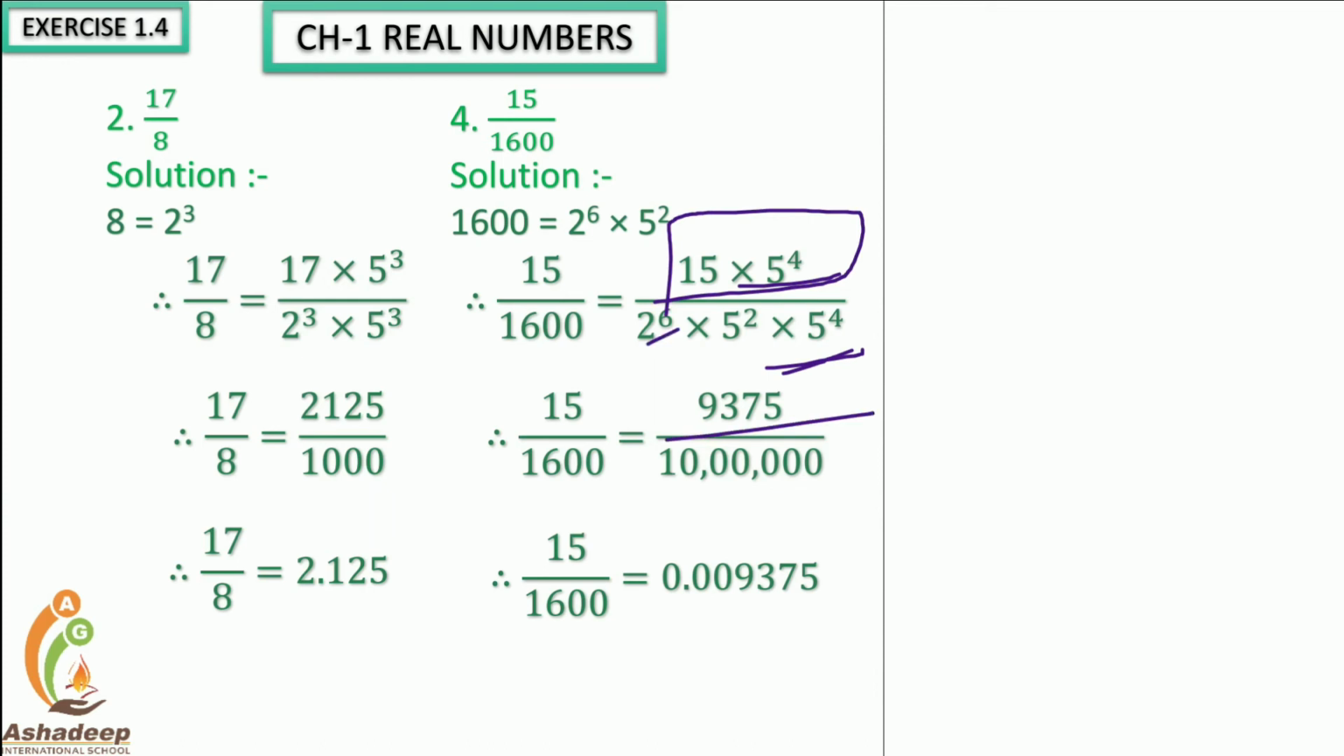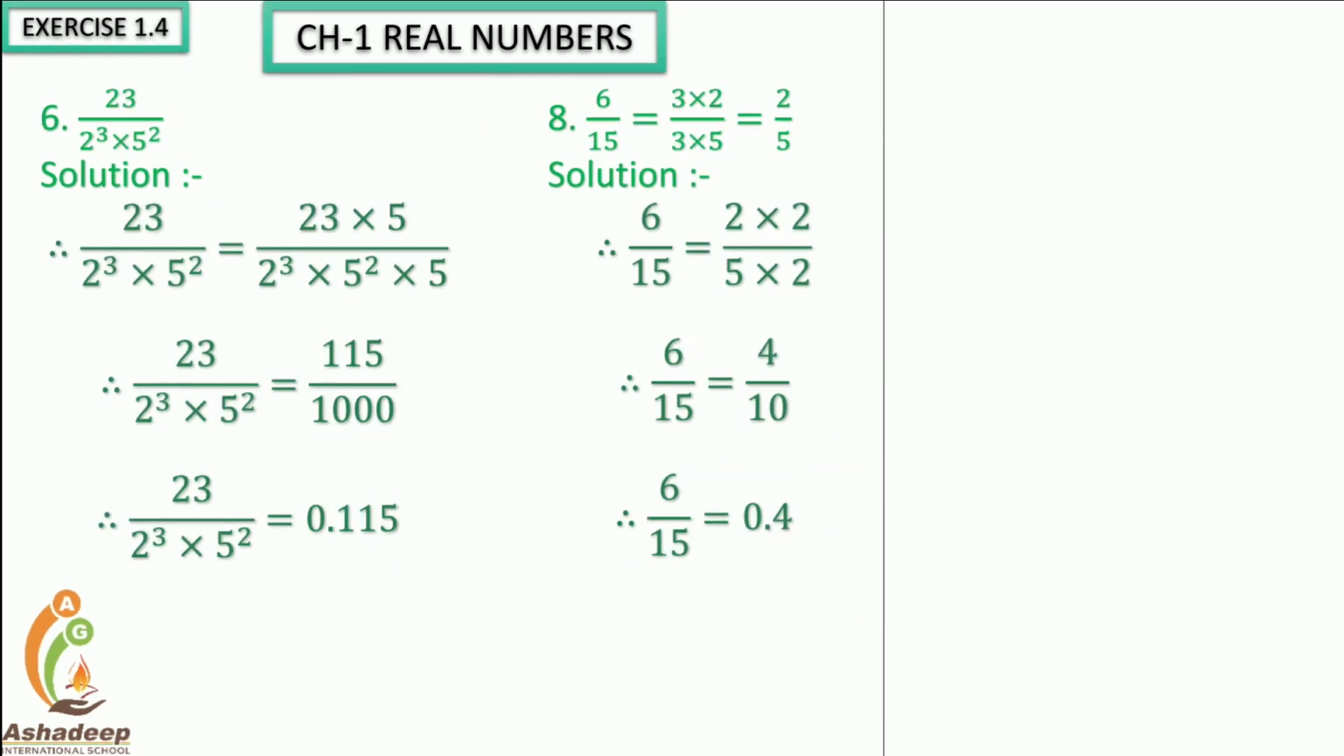And in the denominator there is a 6 0, so 10 lakhs. Now simply you need to move the point. This is the answer. Right? Now let's move ahead. Here what you need to do is 2 power 3 and 5 power 2.